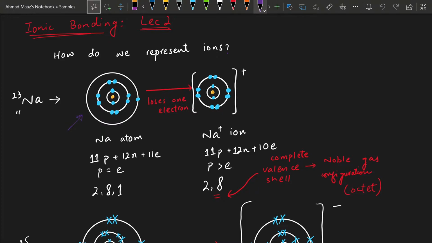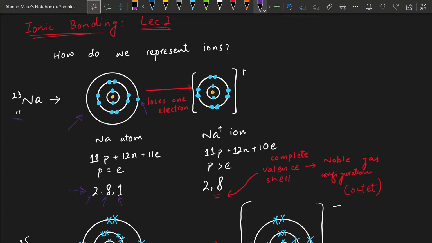This is the electronic structure of a sodium atom. You can see it has 3 shells, and because it is in group 1, it has only 1 electron in its valence shell. The electronic configuration is 2, 8, 1: 2 electrons in the first shell, 8 electrons in the second shell, and because it is in the first group, it has 1 electron in its valence shell.